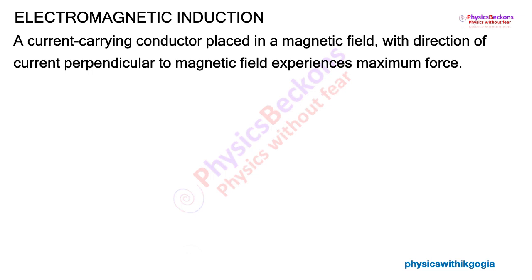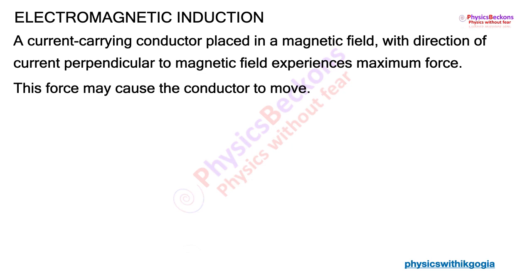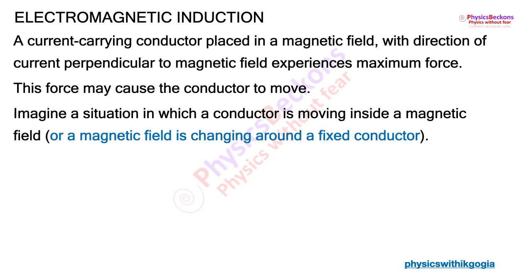We know that a current carrying conductor placed in a magnetic field, with its direction perpendicular to the magnetic field, experiences maximum force. This you have studied in the previous video. You may recall that you have also studied the method, that is Fleming's left hand rule, to find the direction of the force. This force may cause the conductor to move in the magnetic field.